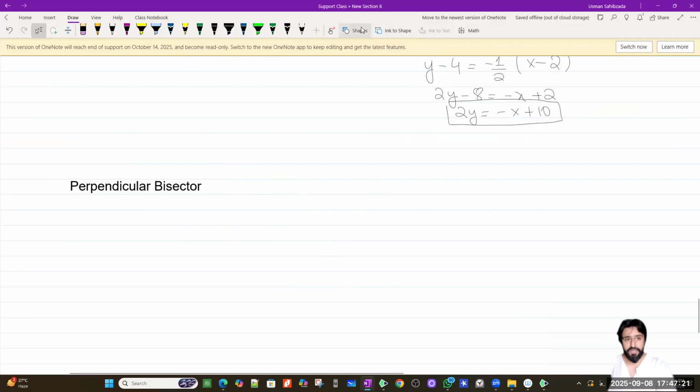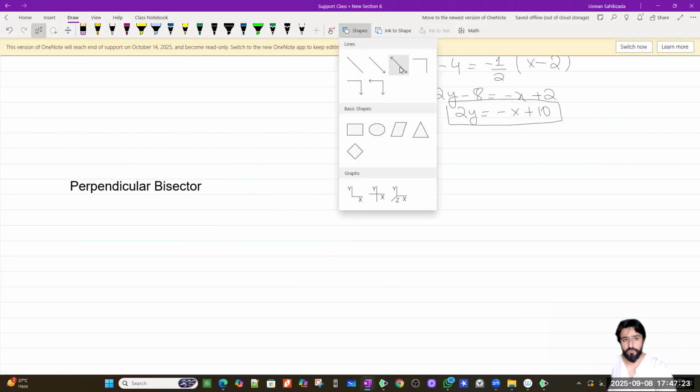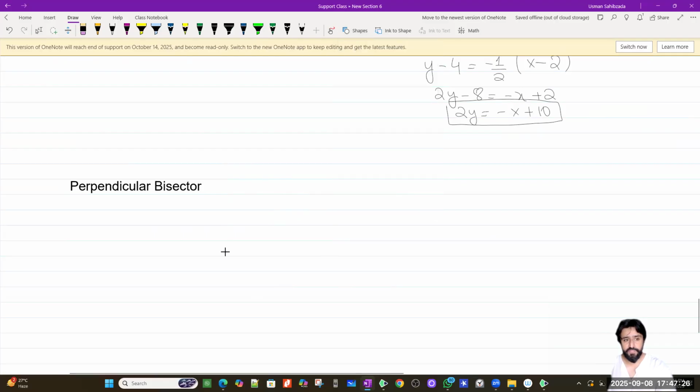So a perpendicular bisector, a lot of you are already aware of this, bisects, that is divides, splits a line or a segment. A segment is a part of a line into two equal parts. So AB is a segment, it's like part of a line.